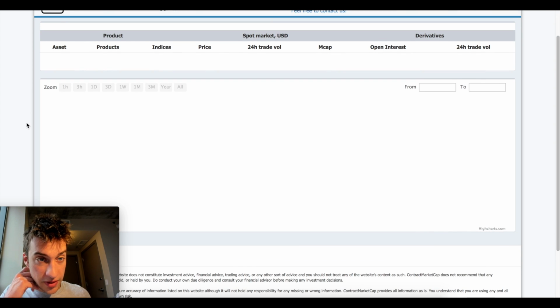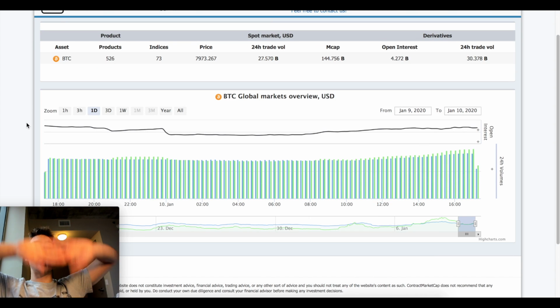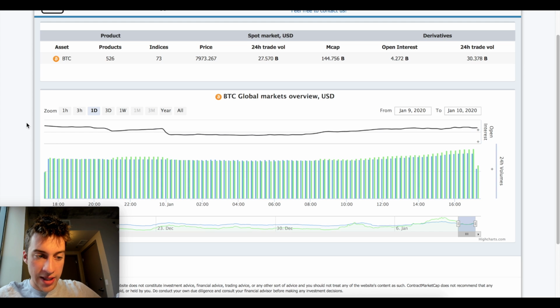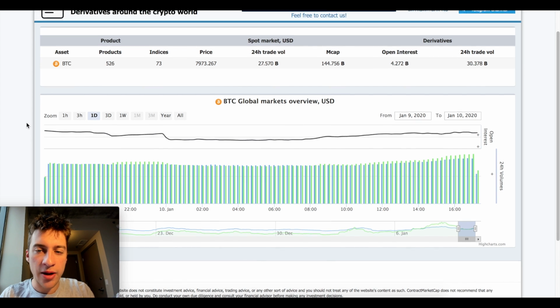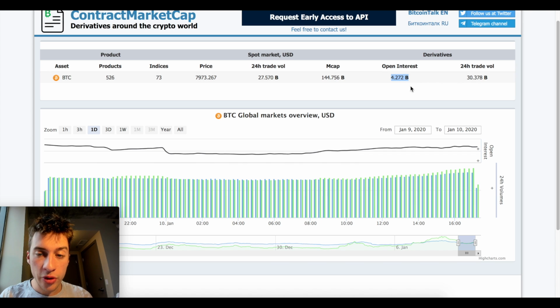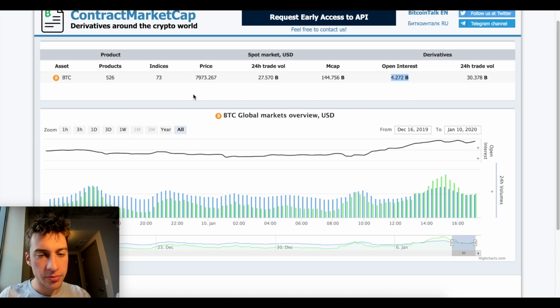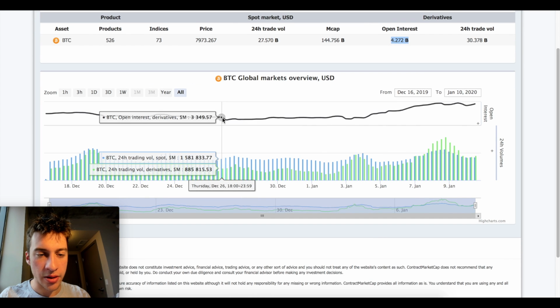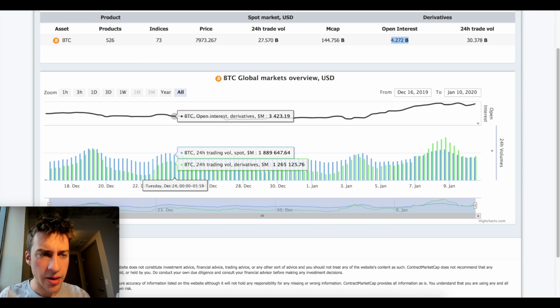What you're looking at here is total open interest across every exchange and every Bitcoin asset. What I was showing you guys before was just the Binance futures open interest, but in total, there's $4.272 billion worth of longs and shorts on Bitcoin. Now, what we can see here is the dips and peaks all over. I can see here that there was a large dip around December 27th.